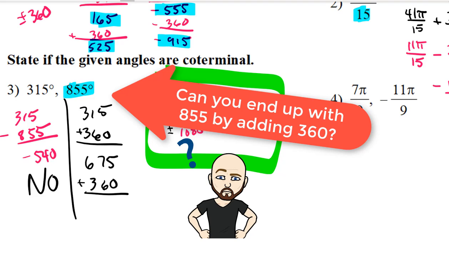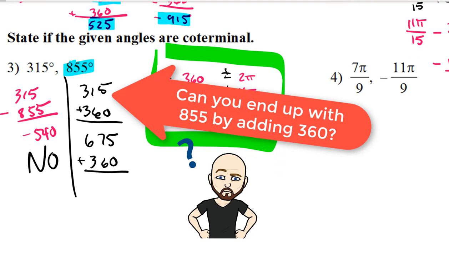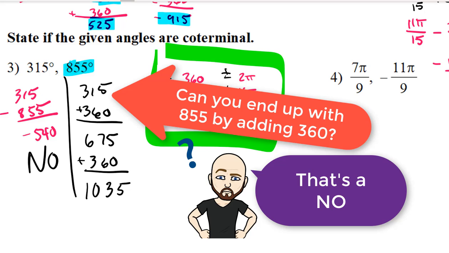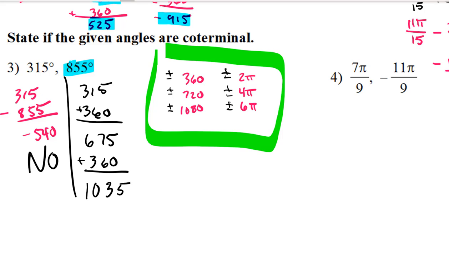If I add 675 and 360, we end up with 1,035, which is not 855. So, same process, but unfortunately these two angles are not coterminal. Destiny's method works, I like that. Or you can just subtract the two angles and do it that way. Either technique works, and they get us to our answer, which is no, they are not coterminal, because their difference is not a multiple of 2 pi.